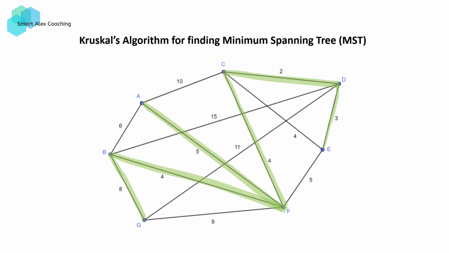The length of this tree is given by the sum of the weights of the edges. So the length is going to be equal to 8 plus 4 plus 5 plus 4 plus 2 plus 3, which is equal to 26 units.